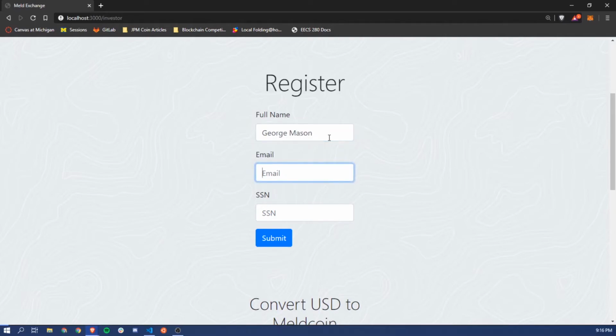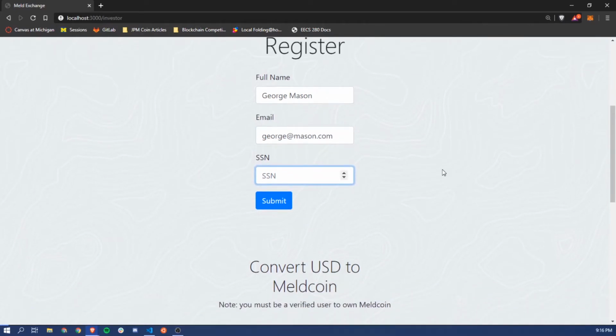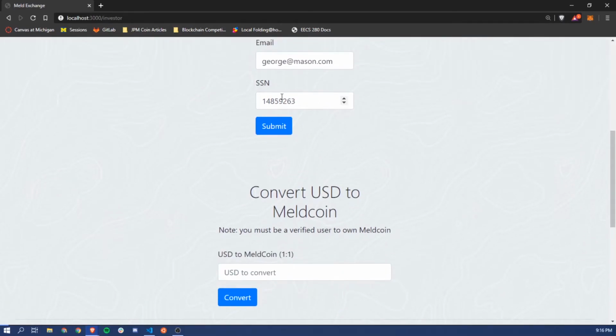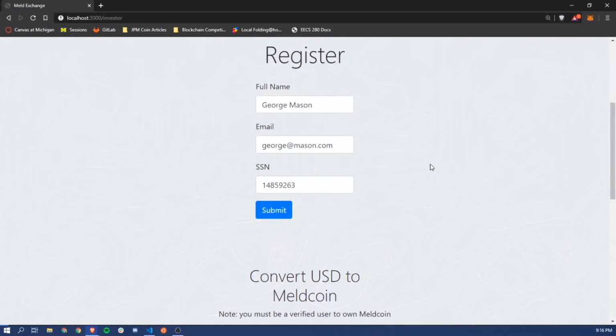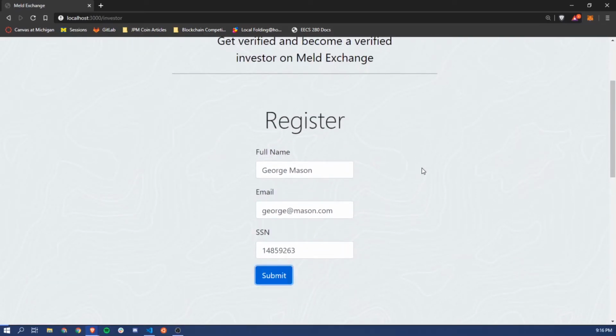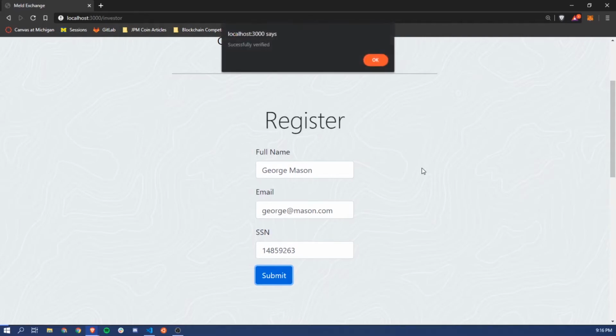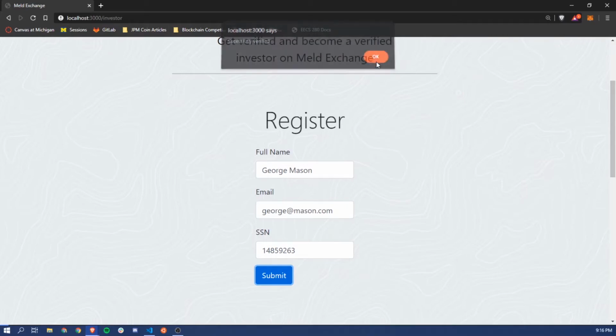And then what should our email be? Let's say it's george@mason.com. And then our SSN is, obviously that's not real. We would want to submit this so we can register. Basically when you register, that's telling the server and our contracts that we are allowed to buy and sell the tokens that are tailored to this company, that are connected to this company rather.